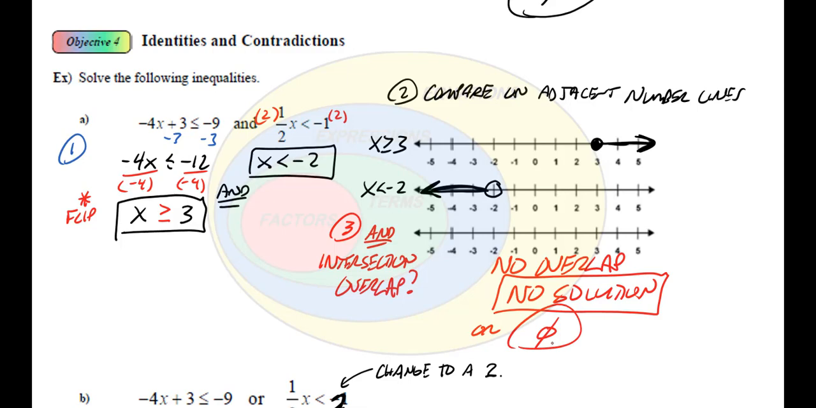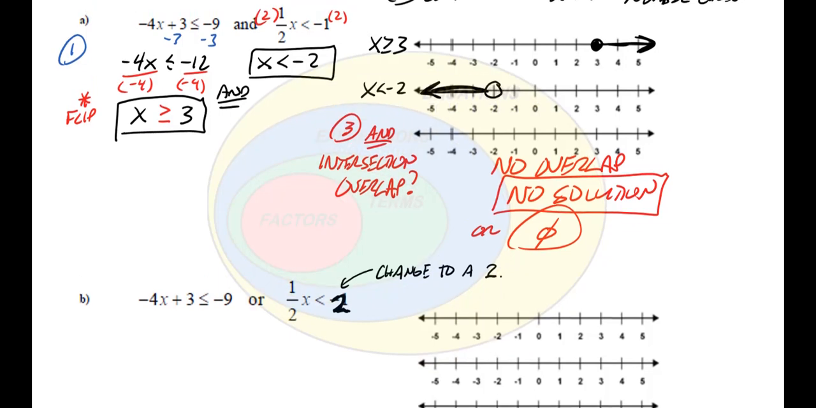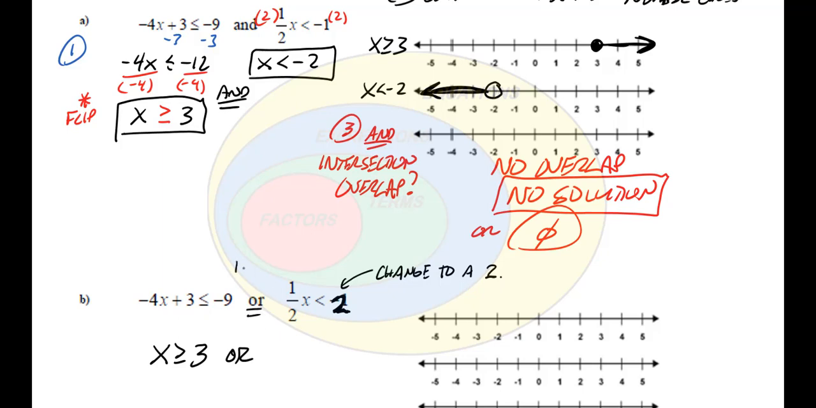I want to compare that to this problem, and it's pretty much the same, but I did change something, and I want you to do this in your notes. Change that -1 with the inequality on the right to a +2. If I solve the inequality on the left, it's the same as it was above, so I'll get x is greater than or equal to 3. Now again, this is an or, which is a union. If we multiply both sides by 2 here, we're going to get x is less than 4.